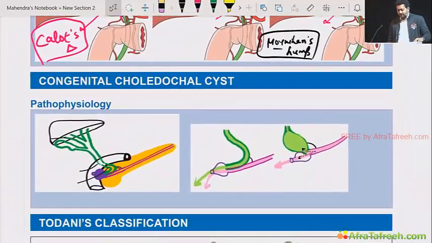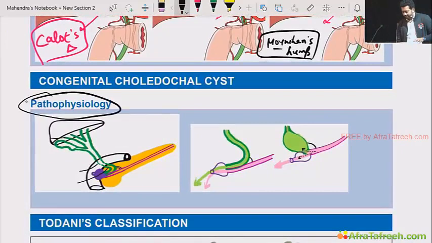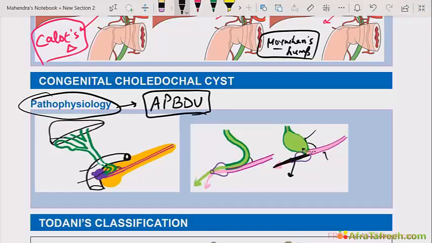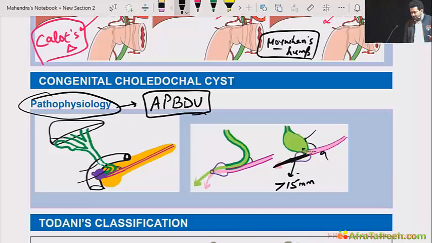Choledochal cyst. What is the cause of choledochal cyst? Anomalous pancreatico-biliary ductal union. This is the most acceptable theory for the formation of this choledochal cyst, which is dilatation. Anomalous pancreatico-biliary ductal union is when there is a long common channel between the CBD and the pancreatic duct. If this common channel is more than 15 mm, then it is known as anomalous pancreatico-biliary ductal union.